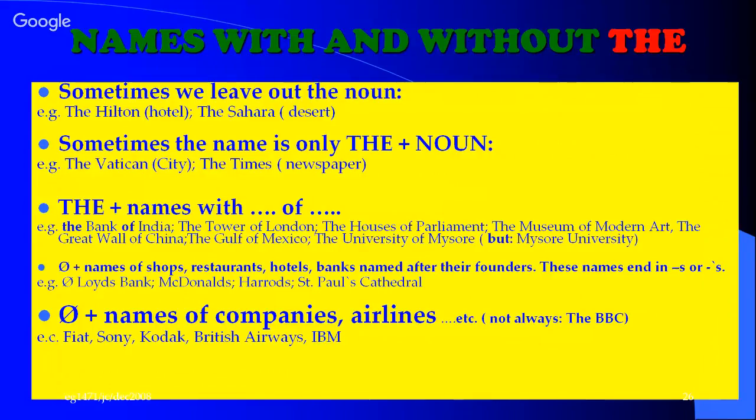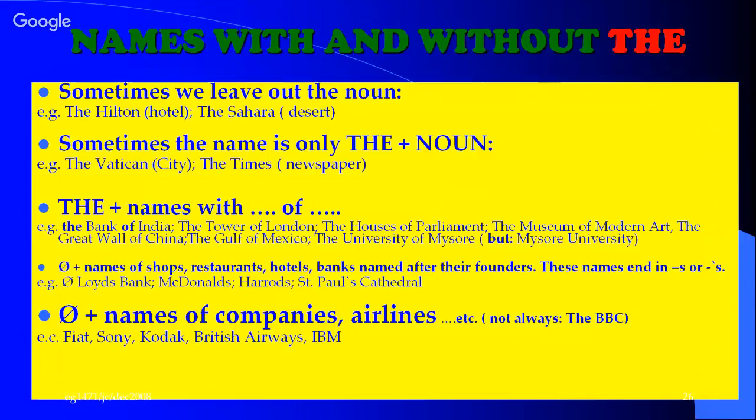Sometimes the name is only the plus noun. The Vatican, the Times. So the Vatican, that is the Vatican City, everybody knows that. But we don't use city, we leave it out. The Times, in short, we just say the Times. You don't use the whole thing, the Times of India and the rest.